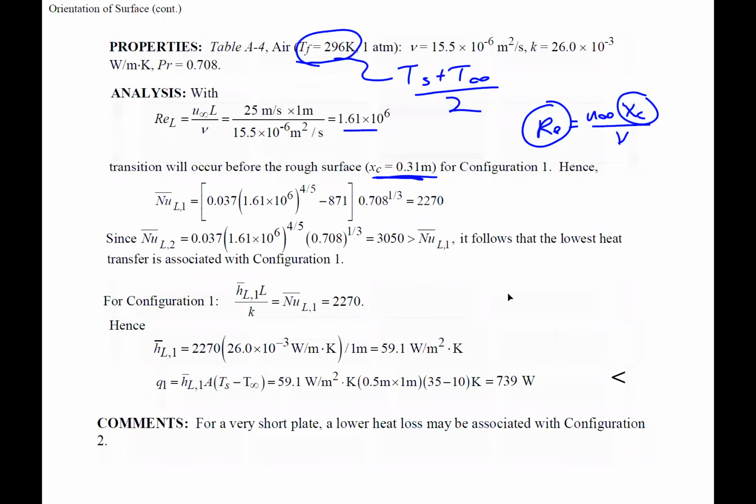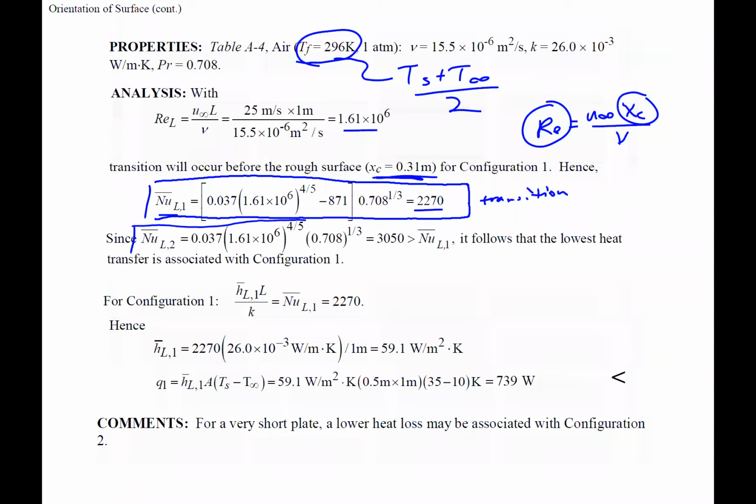All right. So then in our transition case, solving for the average Nusselt number, we get 2270. If we did the fully tripped case, the fully tripped case is what you see right here. So this is our transition. Here's our fully tripped. See, the tripped is 3050, transition was 2270. The higher Nusselt number correlates to a higher convection coefficient. Okay, so we saw the transition is lower.